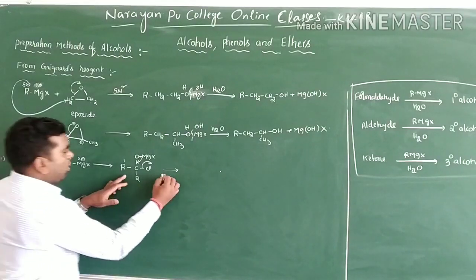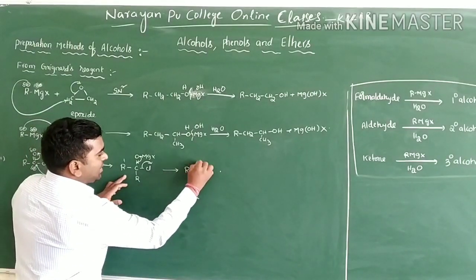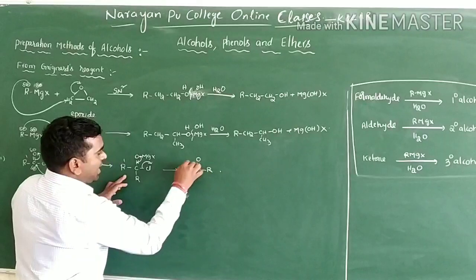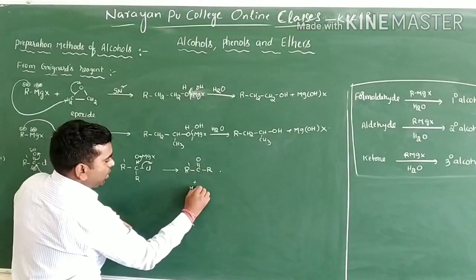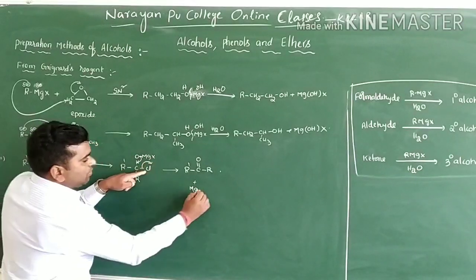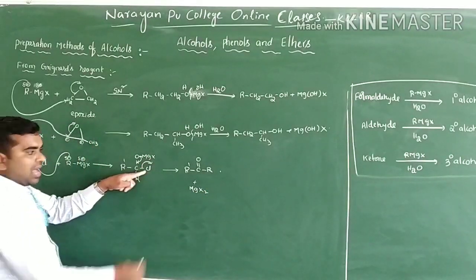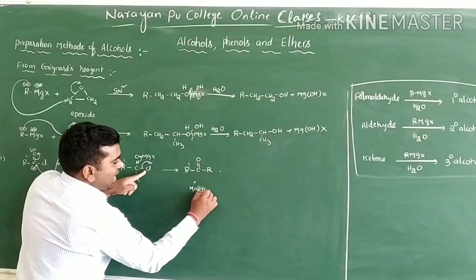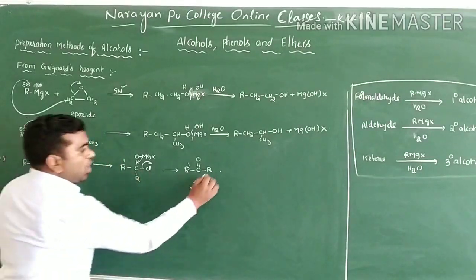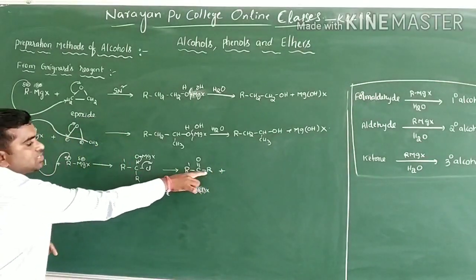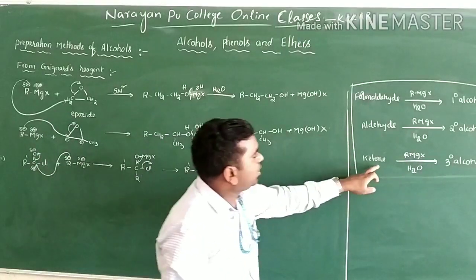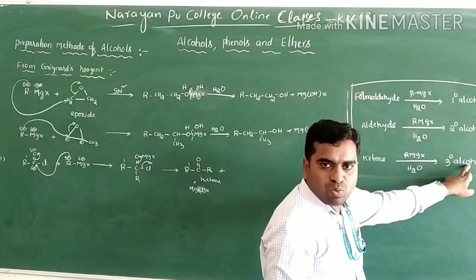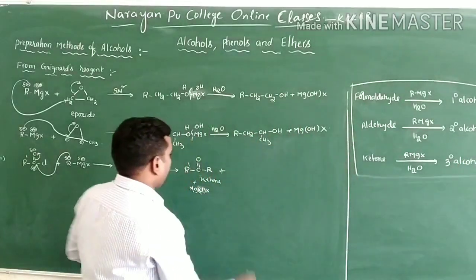So what compound do you get? You get R-C double bond O-R dash, plus Mg, the byproduct. If it is X, you get MgX2, otherwise I will write MgClX. Now you see, this is a ketone. And the ketone again reacts with RMgX. What do you get? A tertiary alcohol.